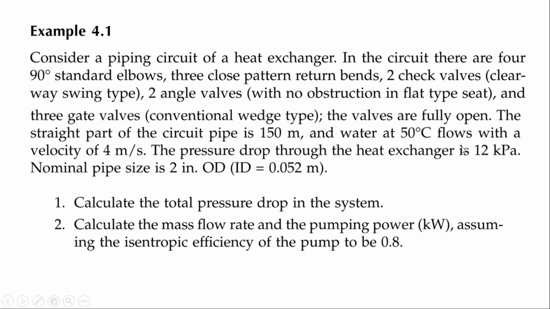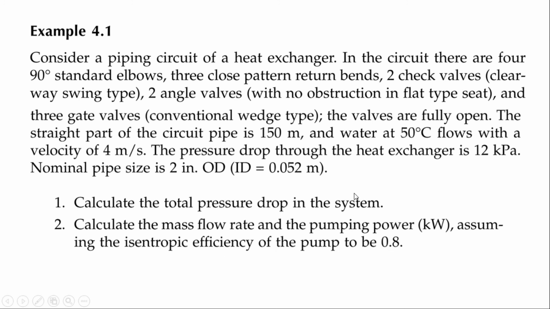The pressure drop in the heat exchanger is also given, which is 12 kilopascal, and the nominal pipe size is 2-inch outer diameter, and the inner diameter is 0.052 meters. What you have to do is calculate the total pressure drop in the system, which has all these elbows, fittings and valves, and calculate the mass flow rate and the pumping power, assuming that the isentropic efficiency of the pump is 0.8.